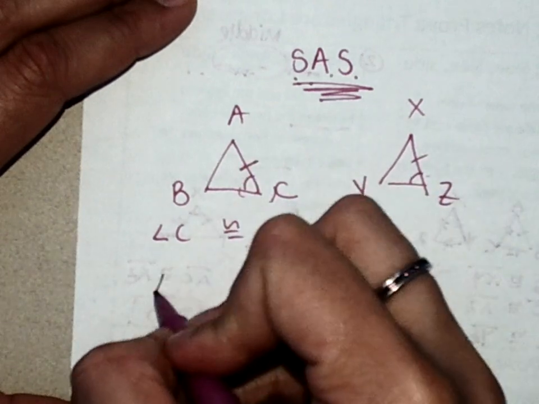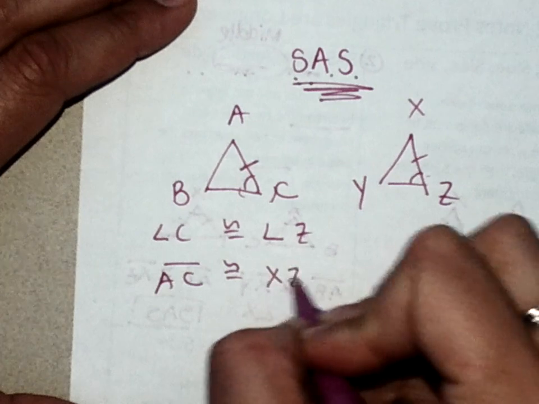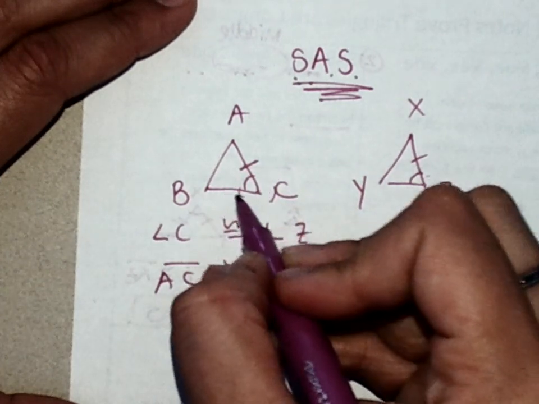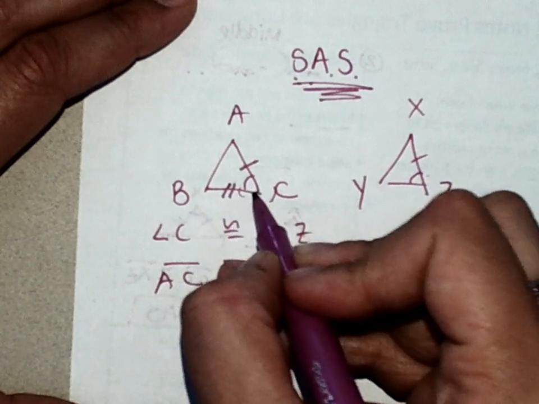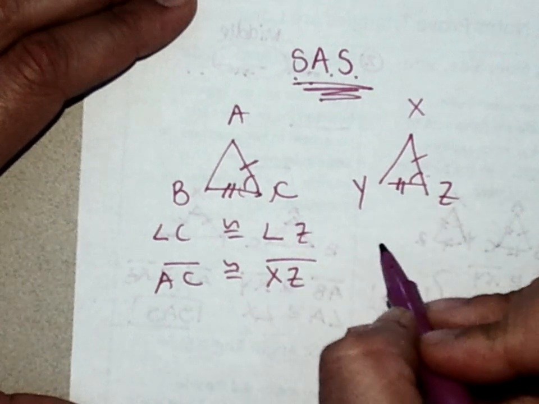So we know that AC is going to be one of the congruent sides, which is congruent to XZ, and the other one has to be on the other side of the angle. So in other words, the two sides that are congruent have to touch this angle. So BC would be congruent to YZ.